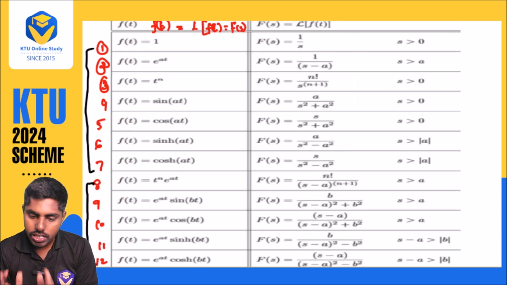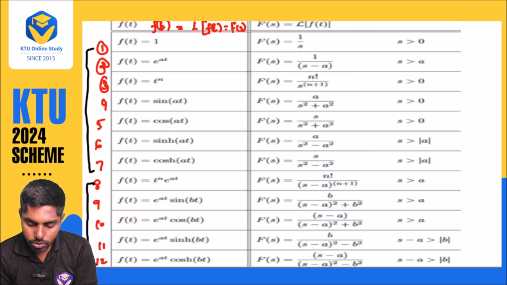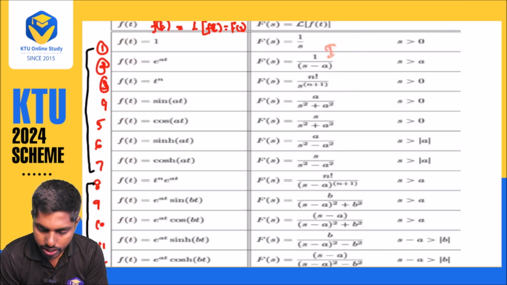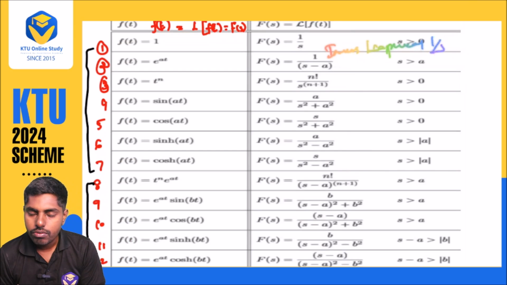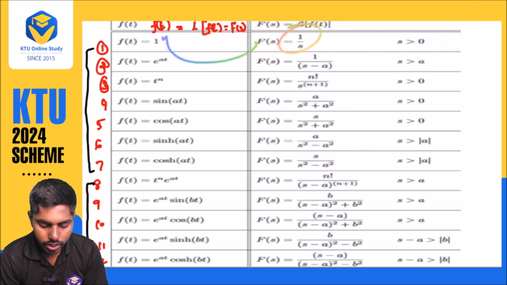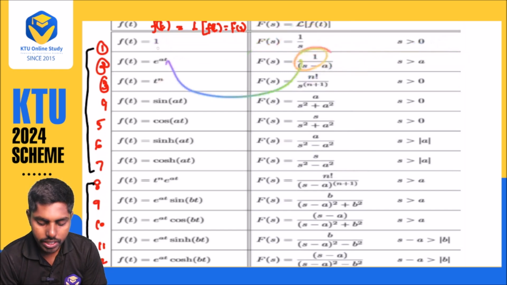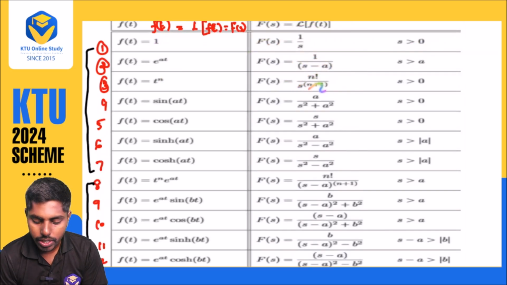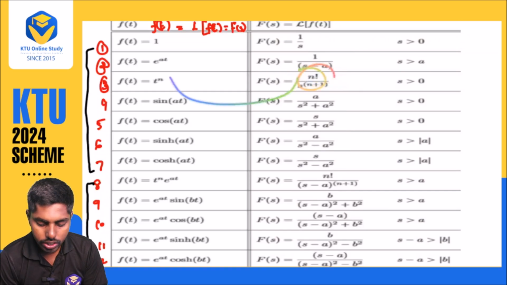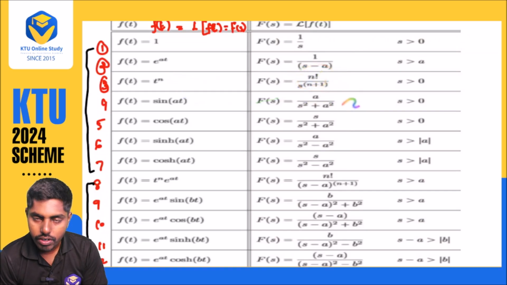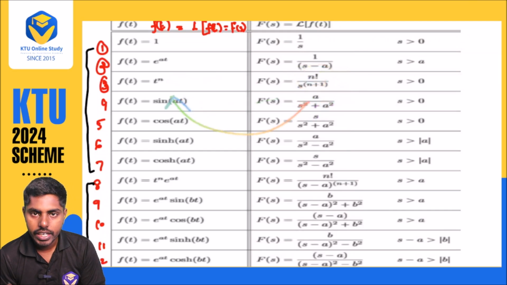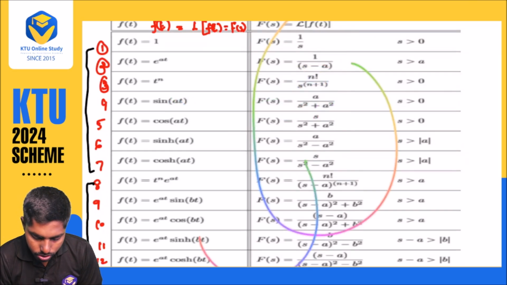If you learn the single formula, then when they ask for the inverse Laplace transform of 1 by x, it is 1. Similarly, the inverse Laplace transform of 1 divided by x minus a is e power at. The inverse Laplace transform of n factorial divided by x to the power n plus 1 is t power n. Similarly, a divided by x square plus a square, inverse, is sin at.